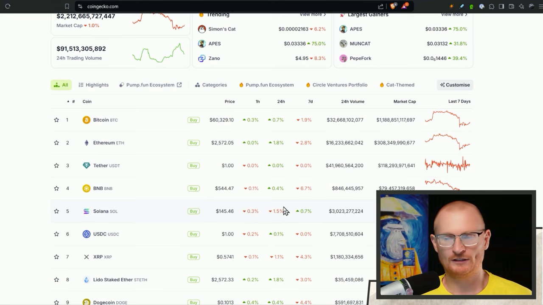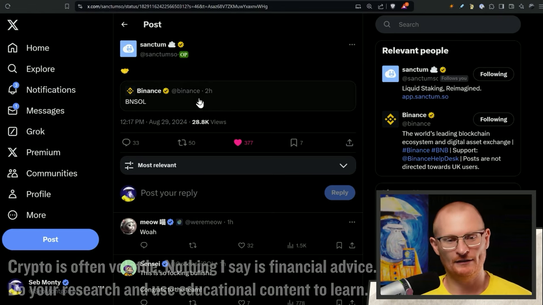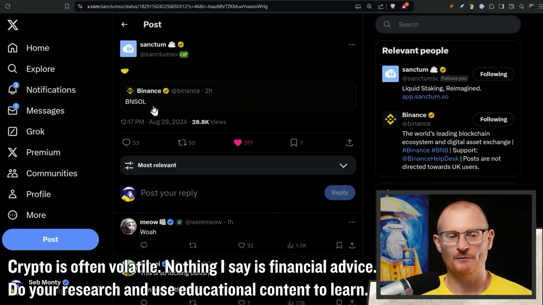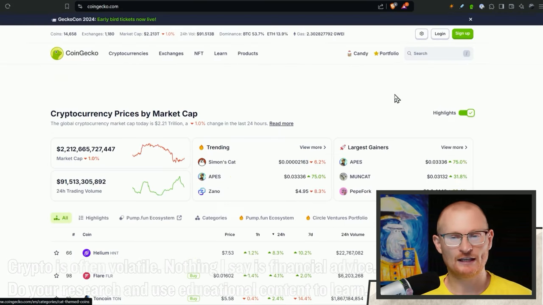We're still down a little bit with Solana. Nothing much here. Last 24 hours, and the big movers, nothing crazy. What we do have is this from Sanctum. So BNSol, Binance may come out with their own liquid staking token that's directed to with Sanctum. Who knows? Let's have a quick look at Sanctum's token.